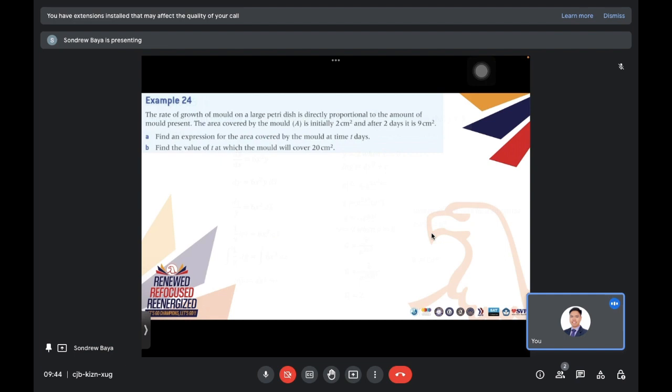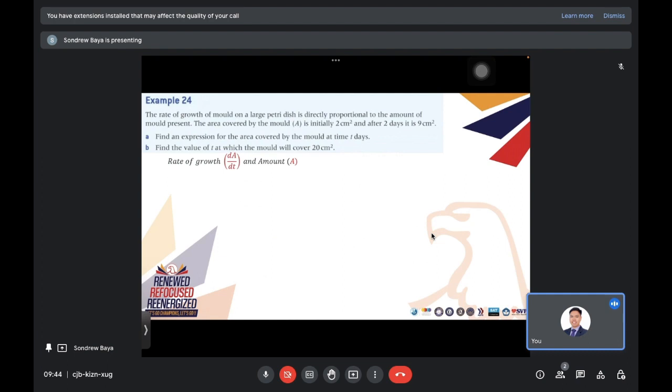The rate of growth of mold on a large petri dish and so on. Pause this video and read on your own. All right. So if you look at this, the words directly proportional already give a relationship, but we just have to identify the quantities that are directly proportional to each other. In this case, we're given that the rate of growth is directly proportional to the amount. So the rate of growth, that means growth of a certain mold.